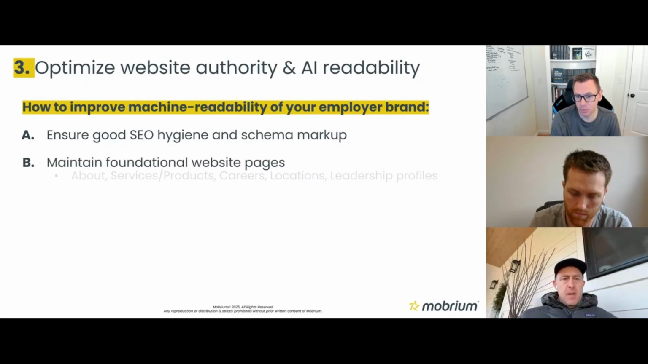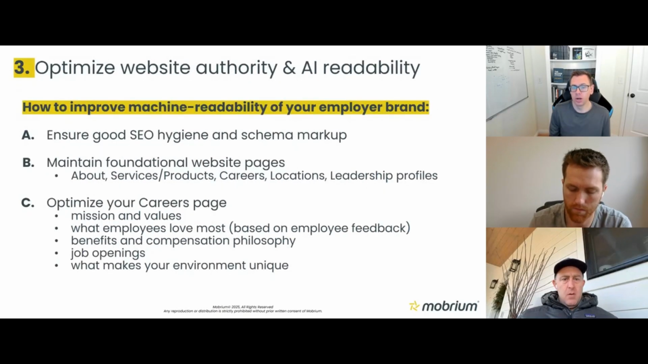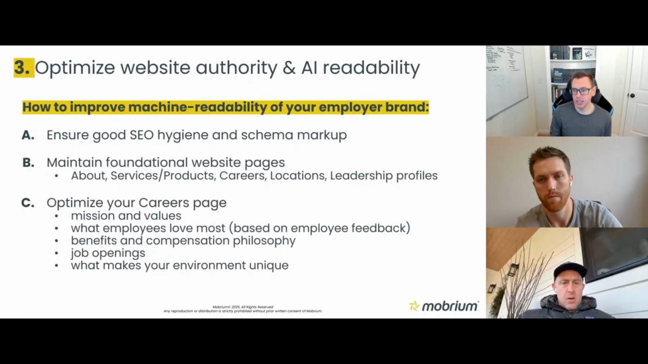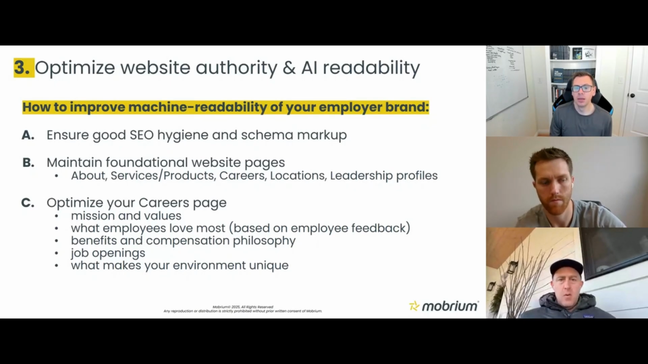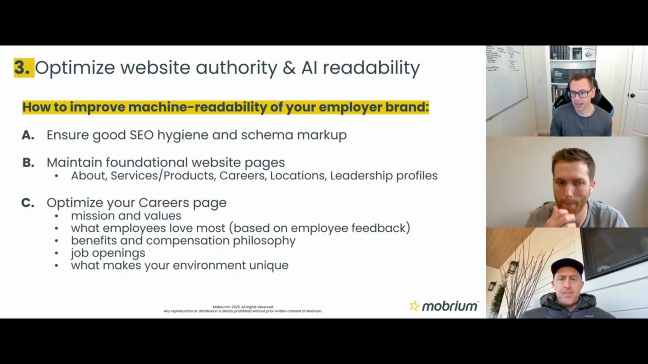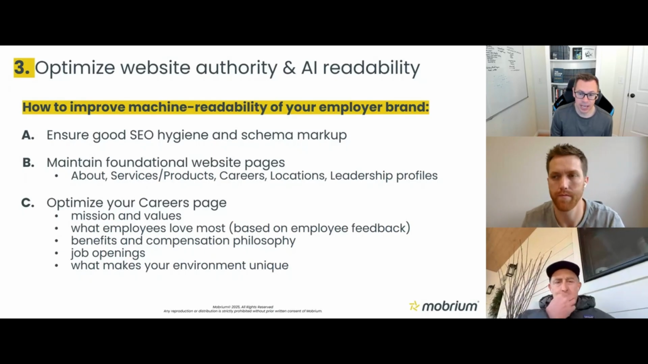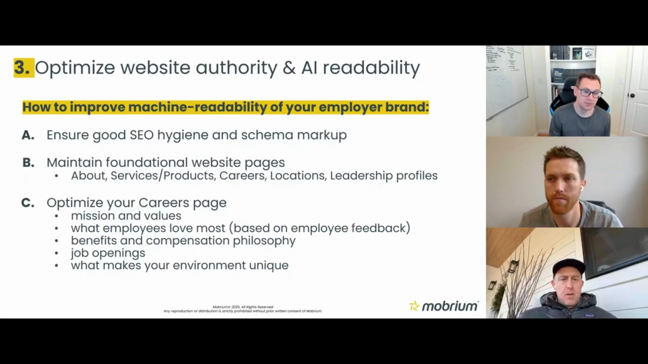So here are the specific recommendations for optimizing your website authority. We want to ensure good SEO hygiene and schema markup. We want to maintain good foundational info across those key sections of your website. And if you don't have one of these pages or it's not very filled out, remember AI likes to fill in the gaps. And so we want to give it as much to reference as possible.